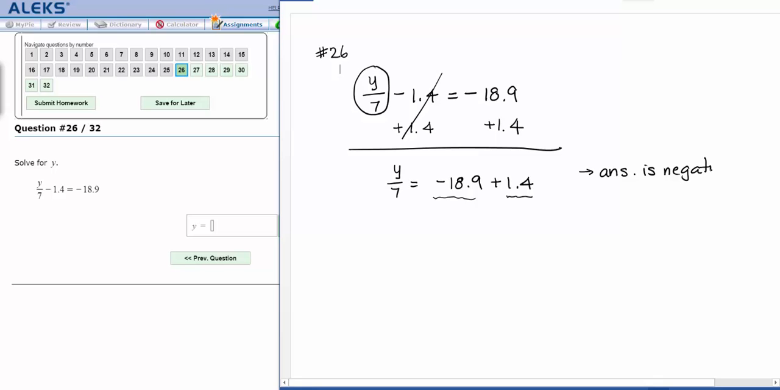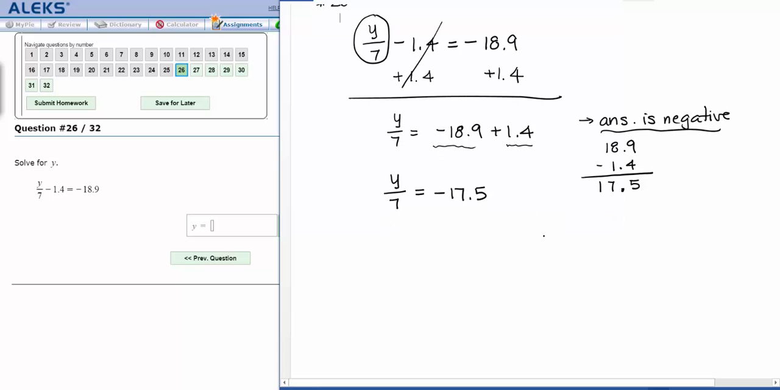And then we just simply do a subtraction. So we have 18.9 minus 1.4. And again, remember when you're adding or subtracting, that's when you line up the decimals. So I have 9 minus 4 is 5, 8 minus 1 is 7, and I get 17.5. And my answer is negative. So let's rewrite the equation. We have y over 7 equals negative 17.5.